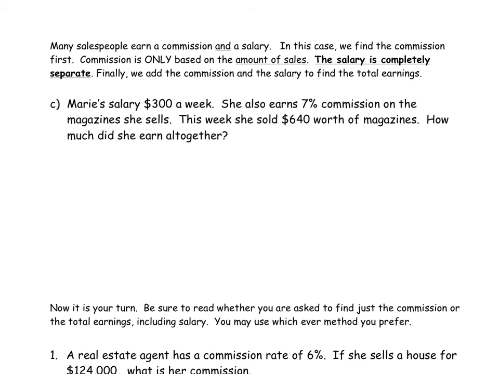So let's go ahead and highlight important information. This is her salary. So the commission will have nothing to do with 300. She just earns that regardless of what she sells. 7% is her commission rate. And then she sold, and this is the part that we need for the commission, she sold $640 worth of magazines. So commission is always based on what we sell. So I'm going to put this $300 that she's going to make regardless of whether she sells, and I'm going to have it kind of hang out there waiting for the commission.